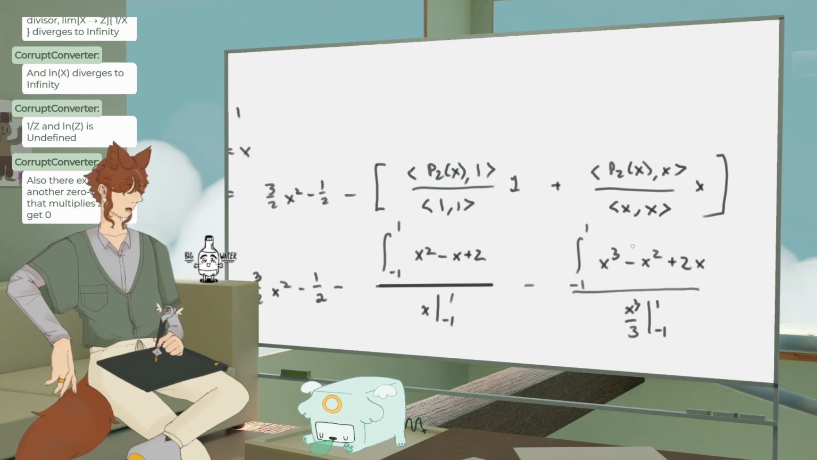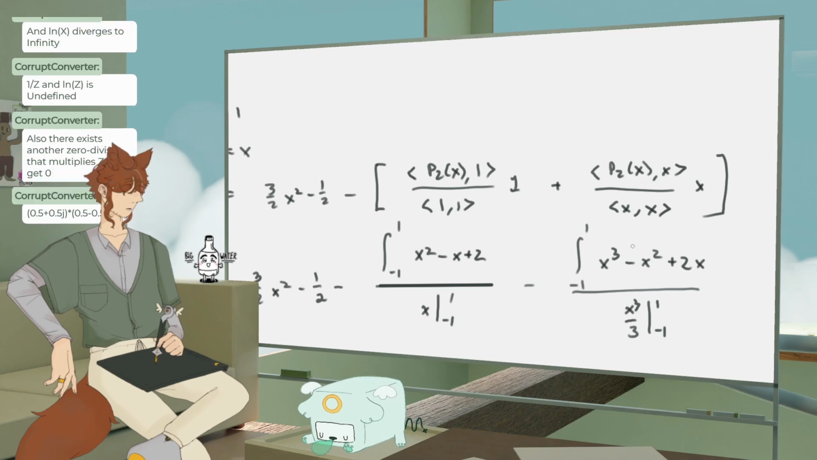1 over z and ln z is undefined. Also, there exists another zero divisor that multiplies z to get 0.